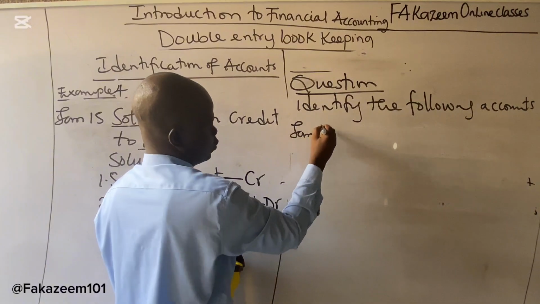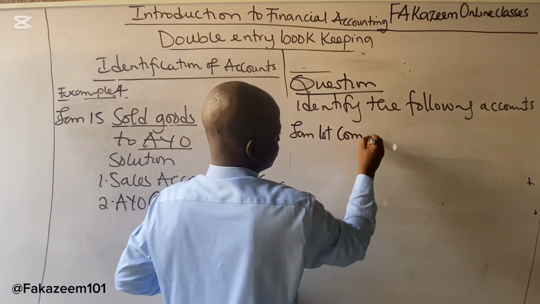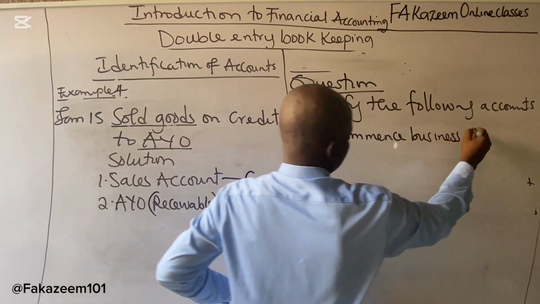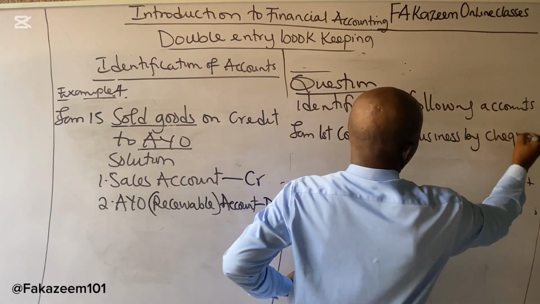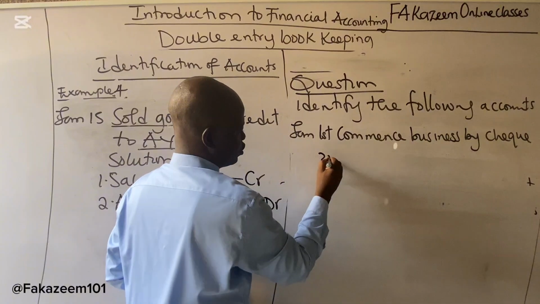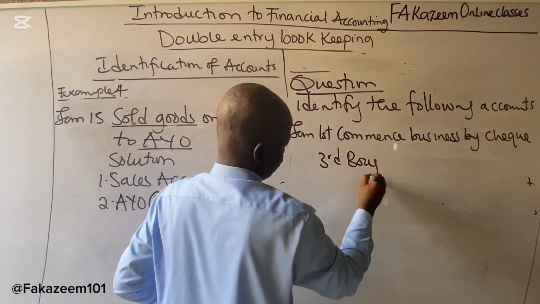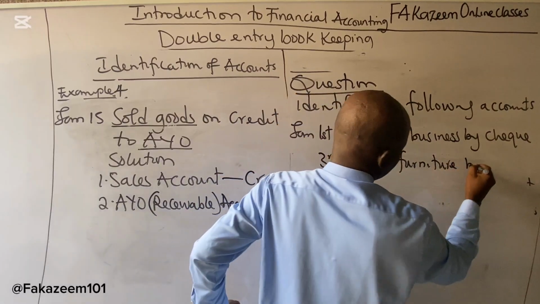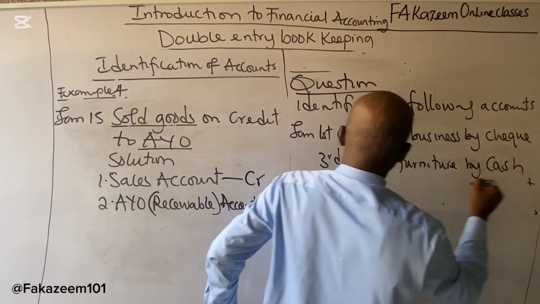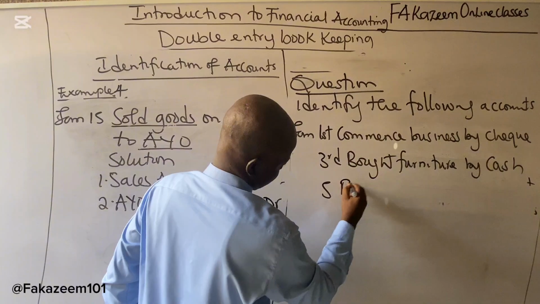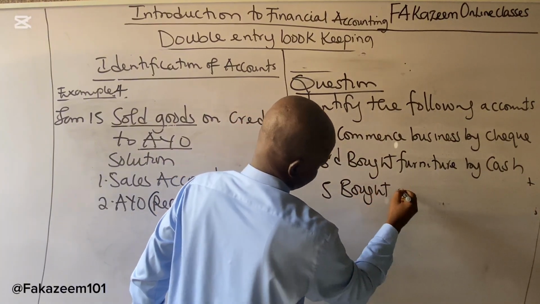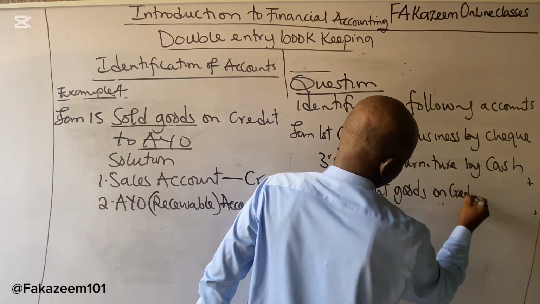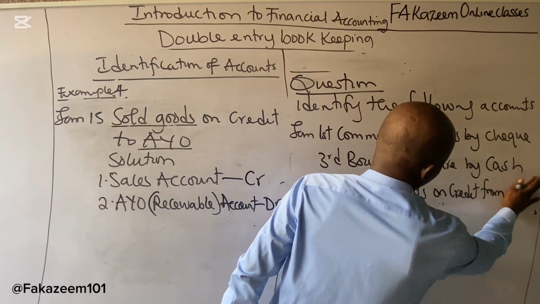January 1st, commence business by check. January 3rd, bought furniture by cash. January 5th, bought goods on credit from Ade.